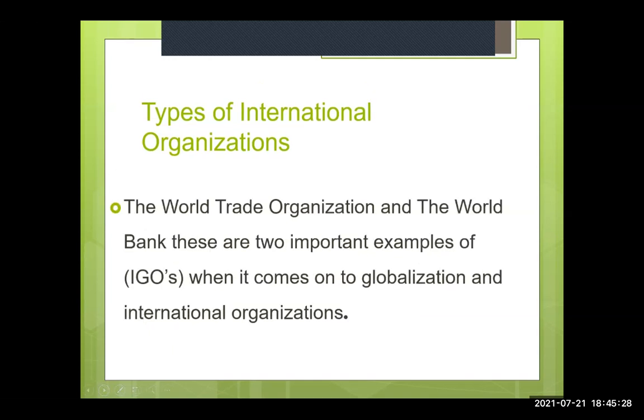All right, so we're going to look at two international organizations: the World Trade Organization and the World Bank. These are two of the more important IGOs when it comes to globalization and international organization, right?